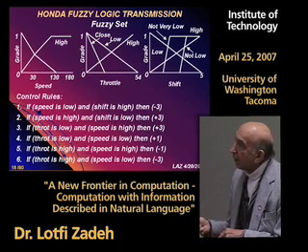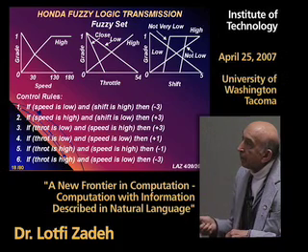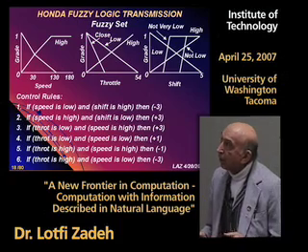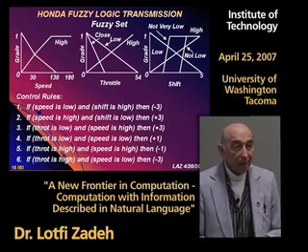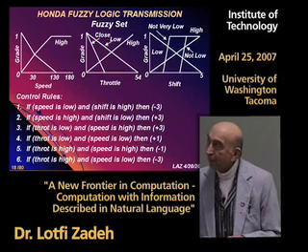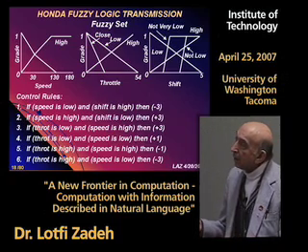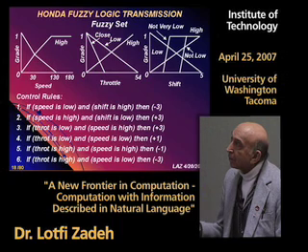Okay, so you have rules like this. Now, notice one thing, that you use terms like low, very low, something. So, what's the meaning of these things? Well, the designer of the transmission has to calibrate them. And these are so-called membership functions.